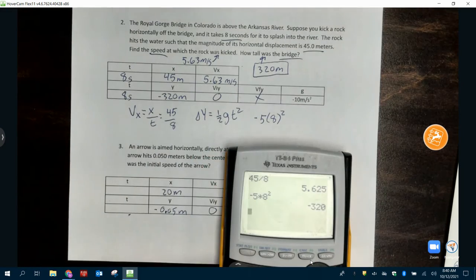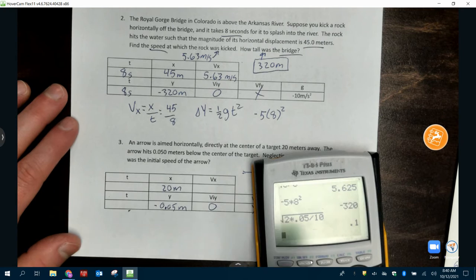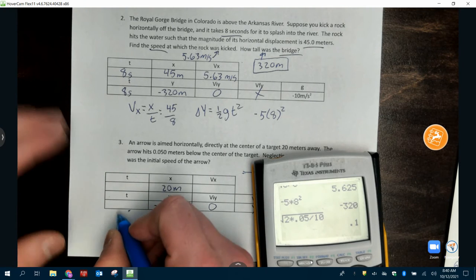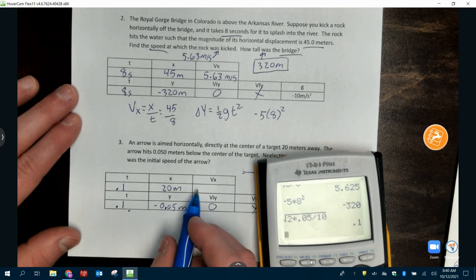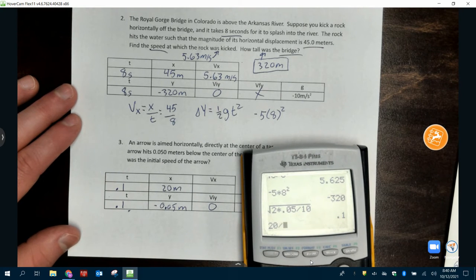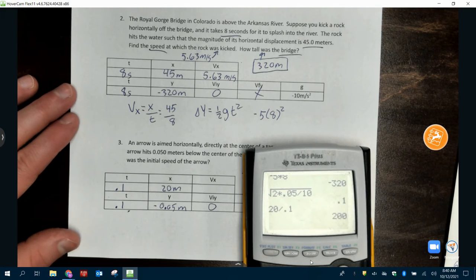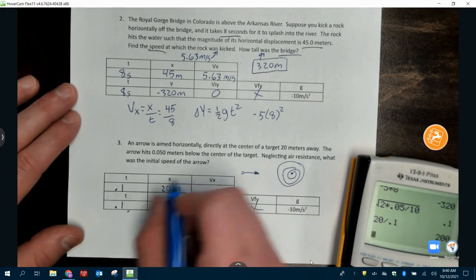On this one, you should get the square root of 2 times negative 0.05 divided by negative 10. That should give you 0.1 seconds. The times are going to be the same. To get Vx, it is 20 divided by 0.1, which is the same as multiplying by 10. So it should be 200 meters per second, which is, I don't know, a really stupid fast arrow.